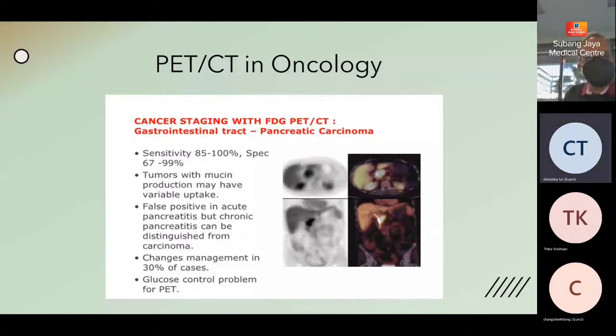So, glucose control is a problem. We have pancreatitis. A lot of patients with pancreatic cancer can sometimes come with diabetes. And if the glucose is not well controlled, we might miss the lesion completely. So it's important that the patient's glucose is well managed prior to the scan so that we can detect the disease.